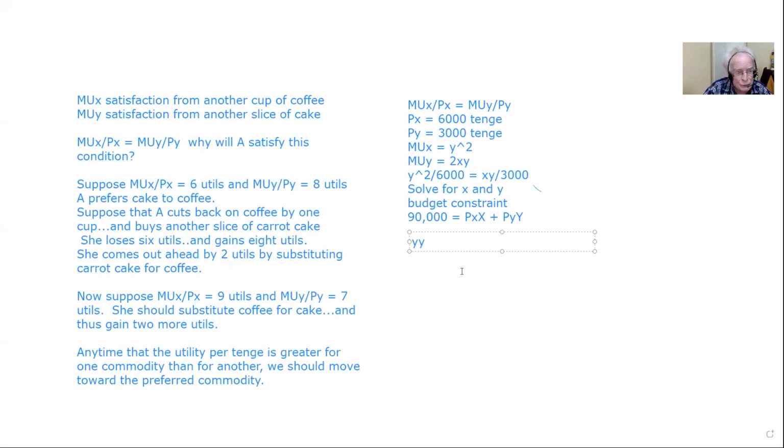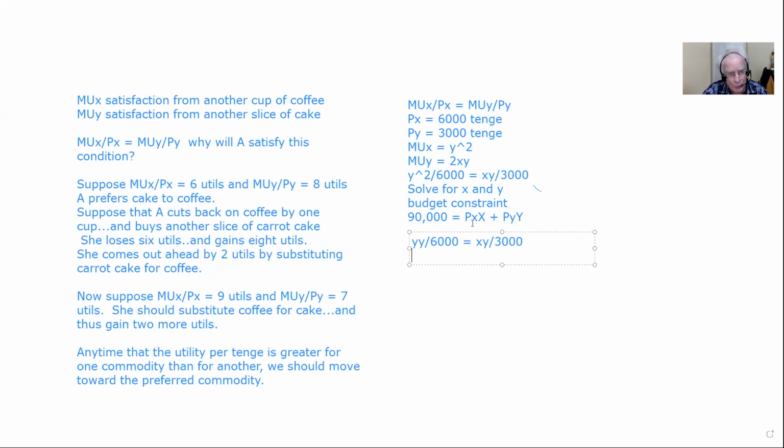Y squared divided by the price of coffee, which is 6,000 tenge. And the marginal satisfaction per cake is x times y divided by 2,000. Now we want to solve for the amount of coffee and the amount of cake that Anastasia is buying.